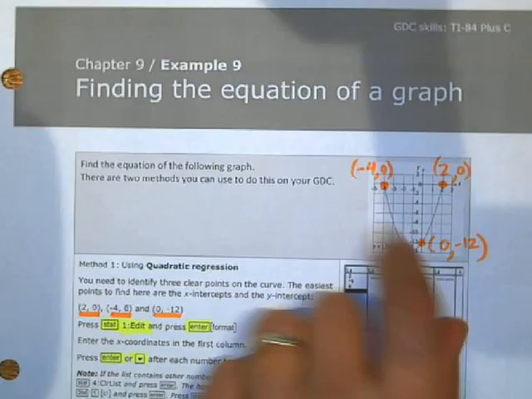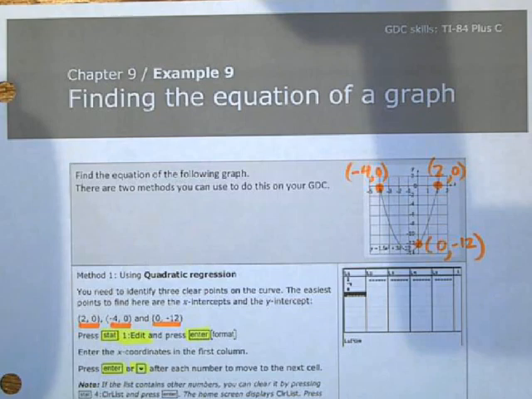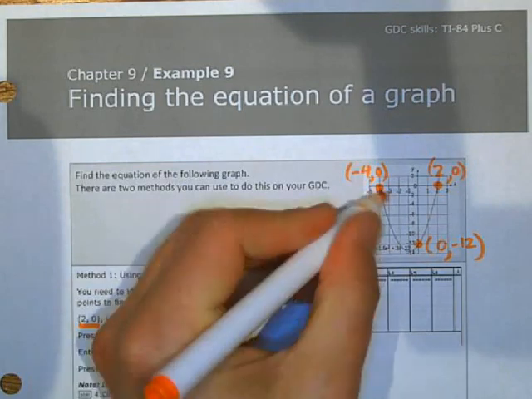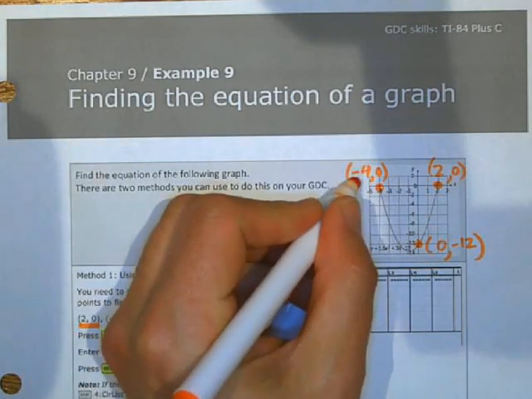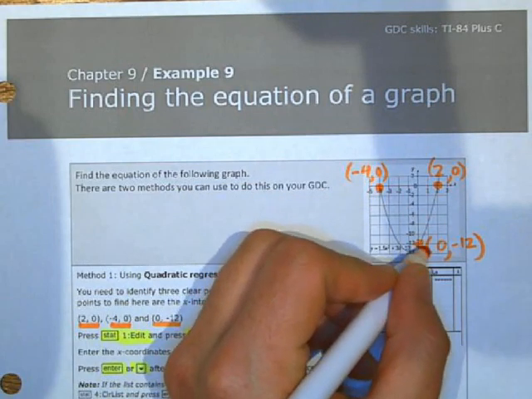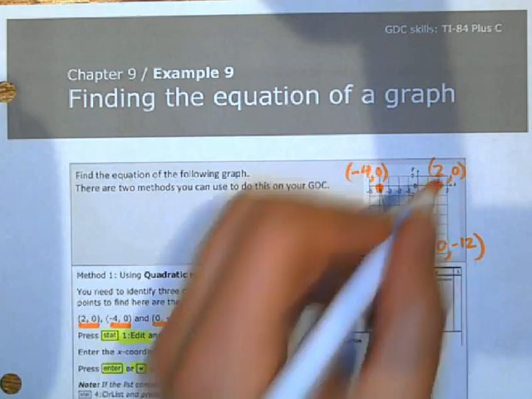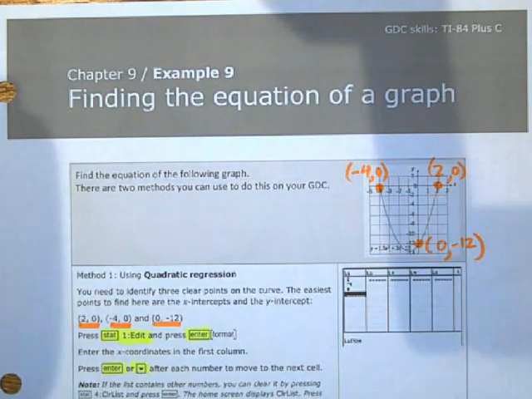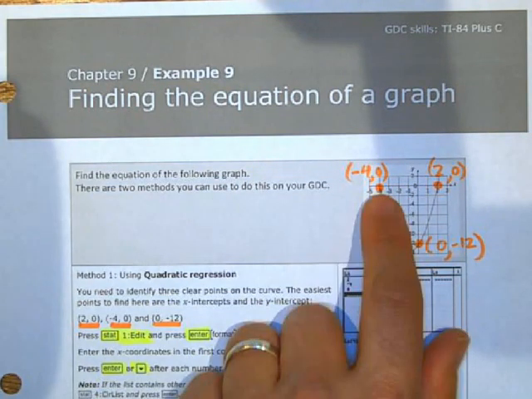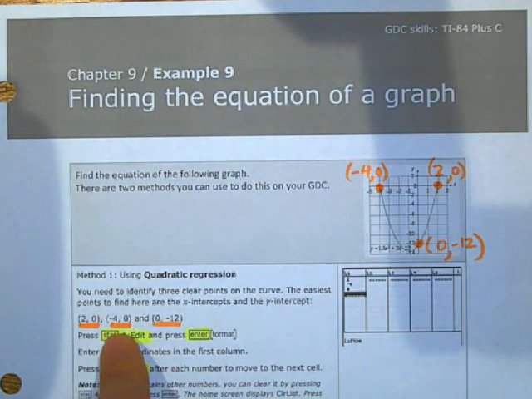So a curve was drawn here on this handout, and the first thing we noticed is that we've got 3 points here that we know. We know the coordinates of this point are -4, 0. This coordinate here is 0, -12, and this coordinate here is 2, 0. Using any 3 points on a curve, you can get a quadratic equation.